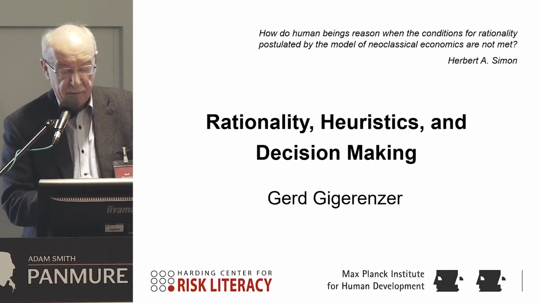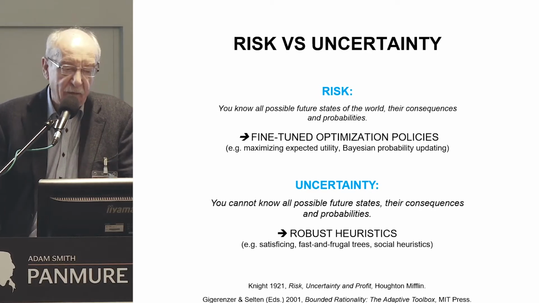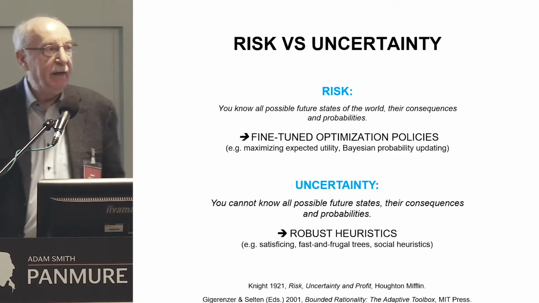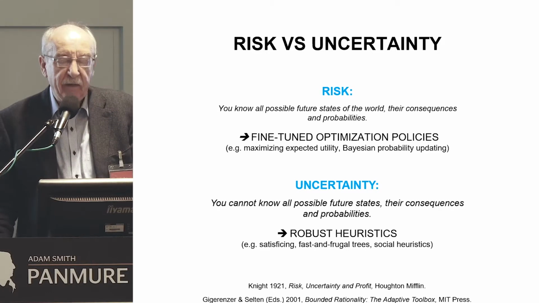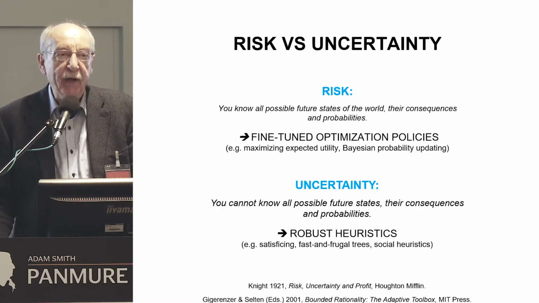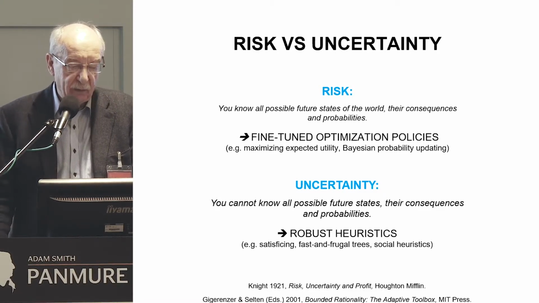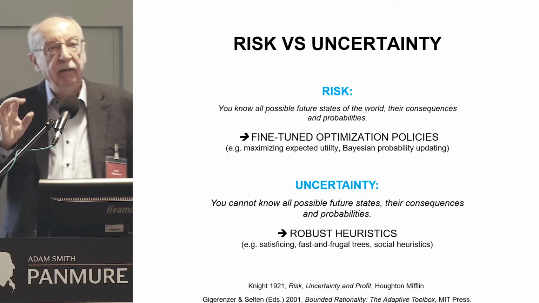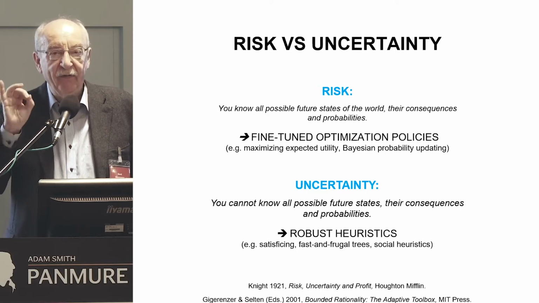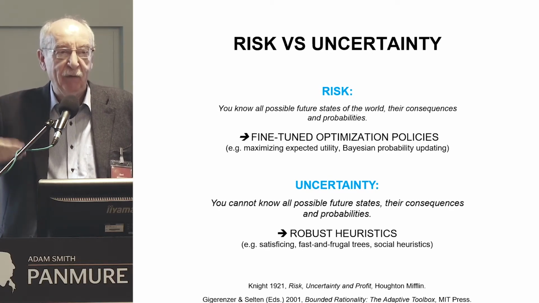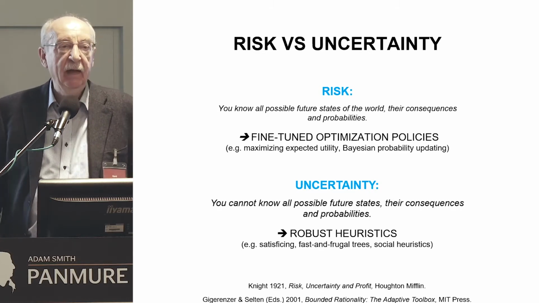And let me start with the distinction between risk and uncertainty, just to get the concepts clear. As we all know, the idea goes back to Frank Knight, and risk, I define it using Savage's terms. Risk is a situation where we know all possible future states in the world, their consequences and probabilities. That is, we know the exhaustive and mutually exclusive set of all the future states that can happen, and also the exhaustive and mutually exclusive set of all consequences. And if it's risk, there are probabilities.